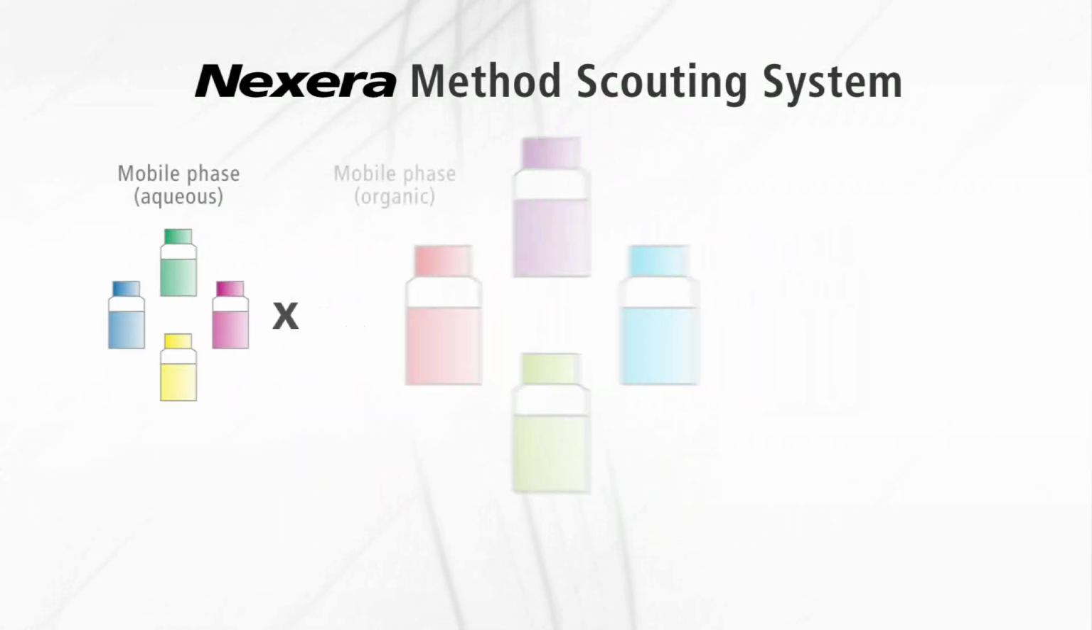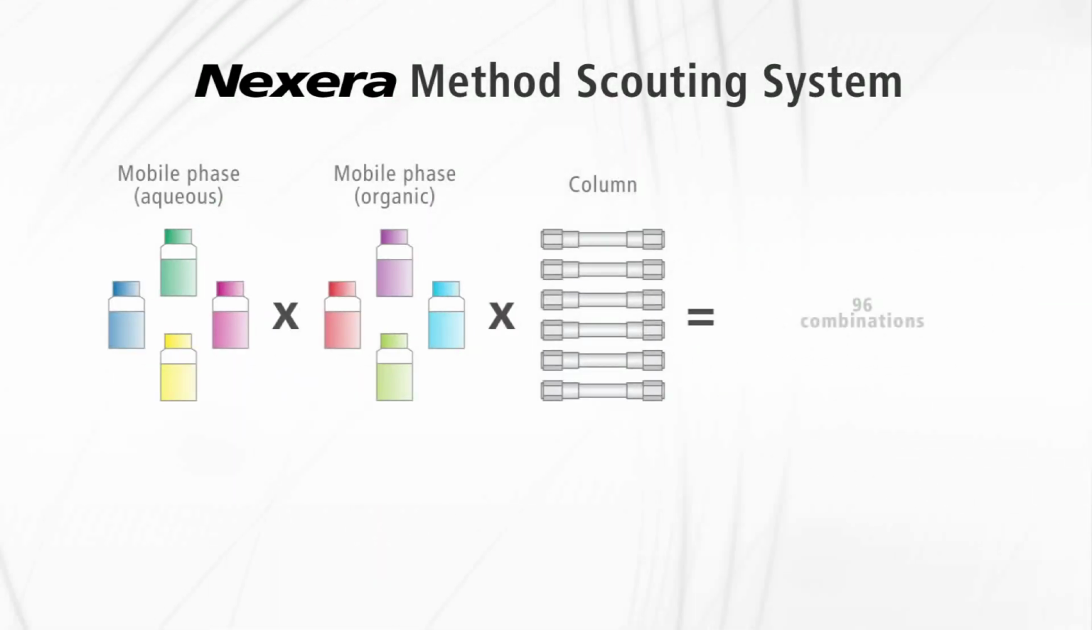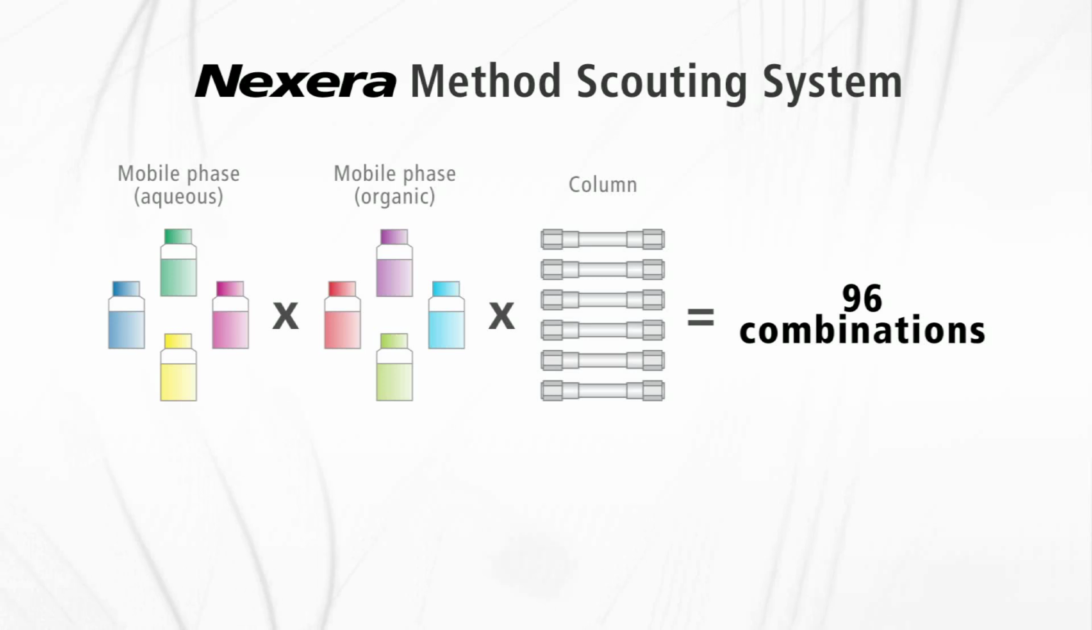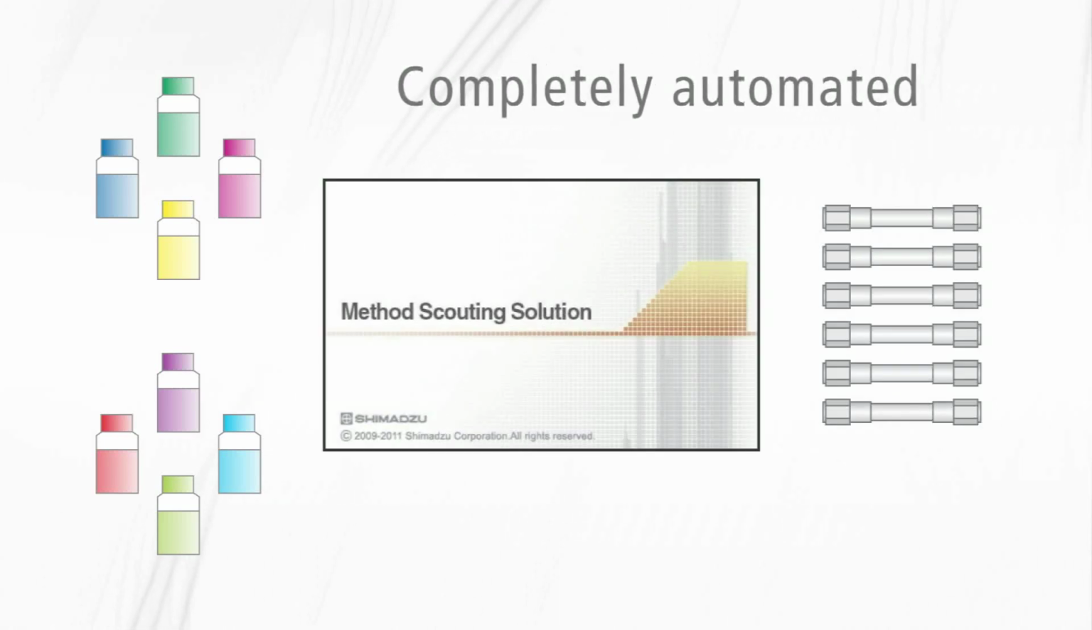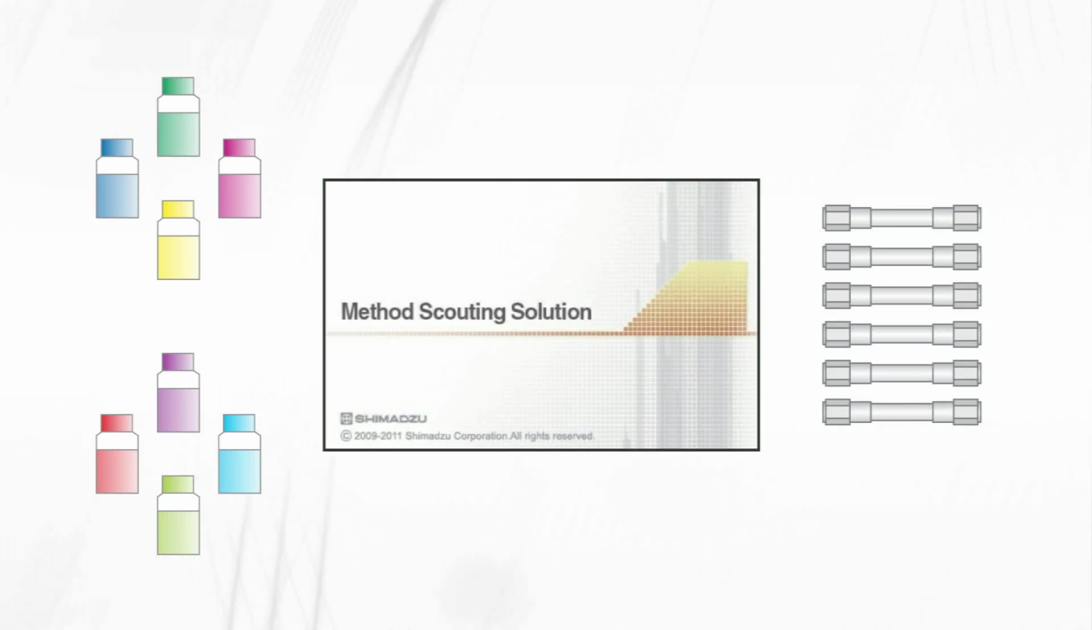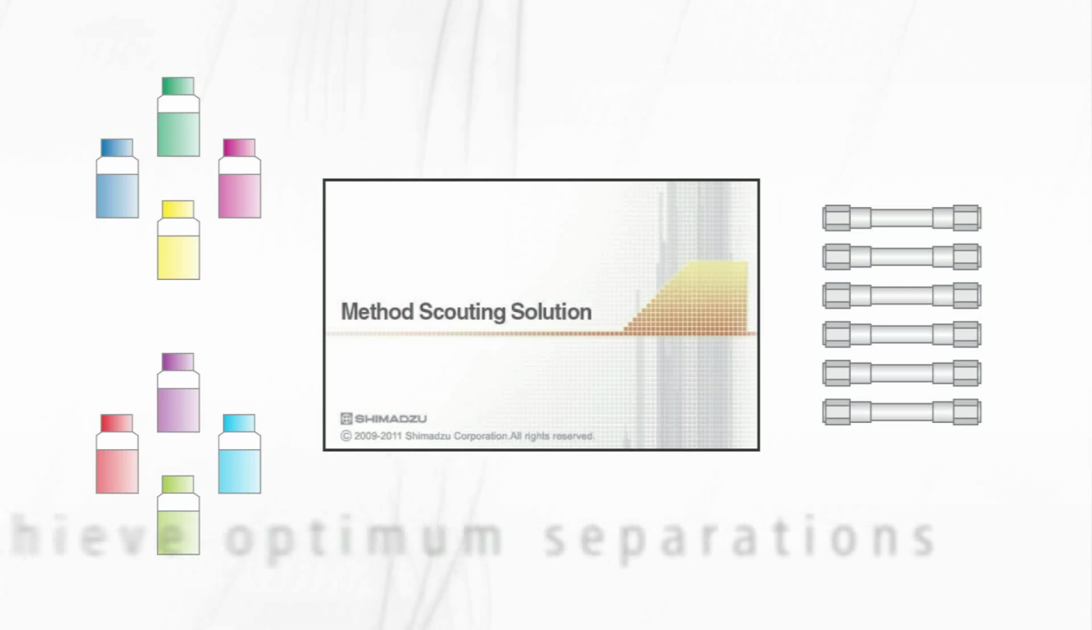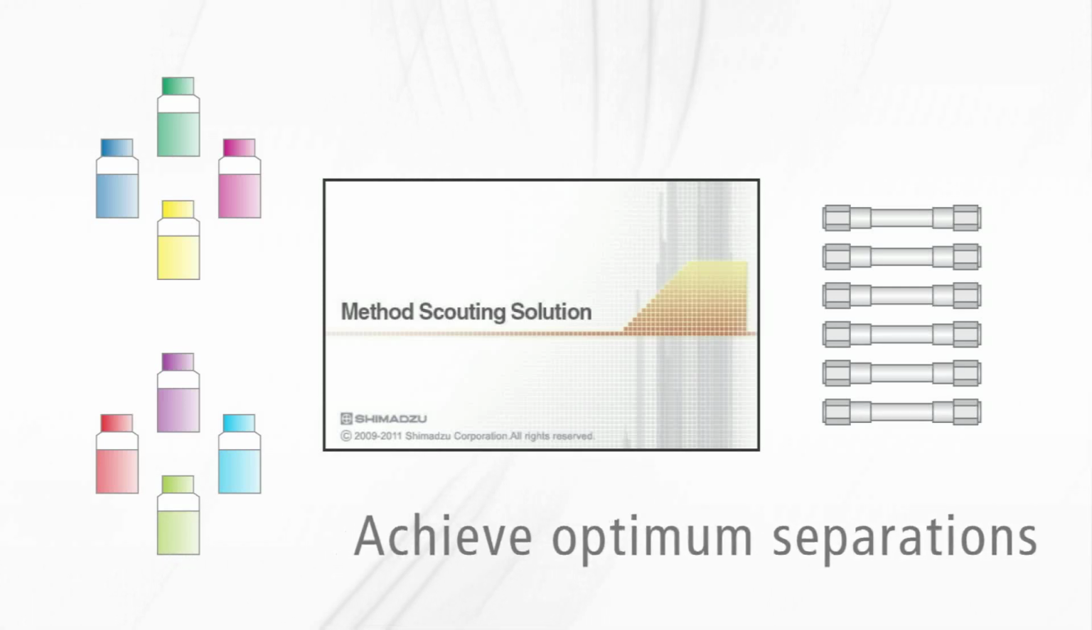The Nexera Method Scouting System is capable of automatically investigating up to 96 combinations of mobile phases and columns without such time restrictions. This completely automated system will enable anyone, regardless of skill level, to carry out the procedure quickly and with a great deal of confidence in achieving an optimum separation.